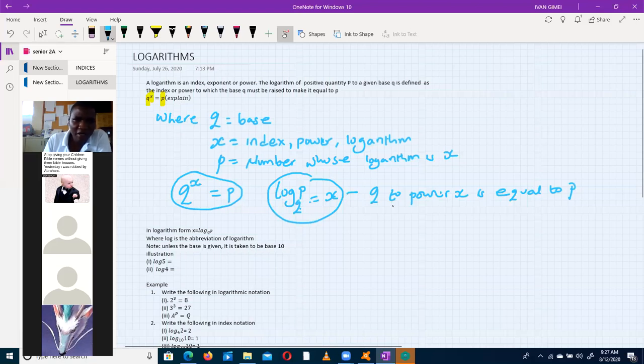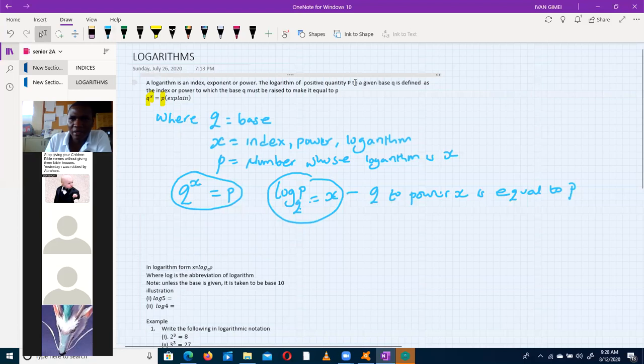Now you have your calculators there. If you have a calculator, I want you to try out a few things here for me, so we try to visualize what we are talking about. Yes, somebody raised their hand. Desmond? Teacher, I beg your pardon, the explanation of q to the power x is equal to p.